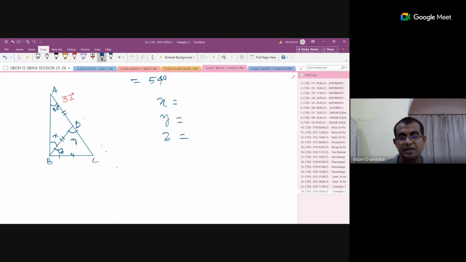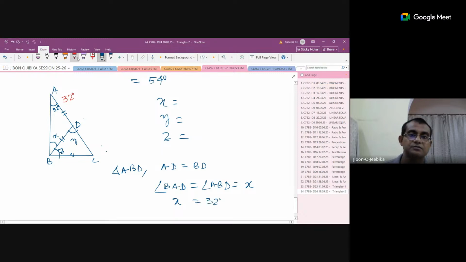In triangle ABD, AD is equal to BD. So angle BAD is equal to angle ABD. ঠিক আছে? Is equal to X. Now BAD is equal to 32 degree, তাহলে X is equal to 32 degree. তাহলে একটা পার্ট হয়ে গেল.